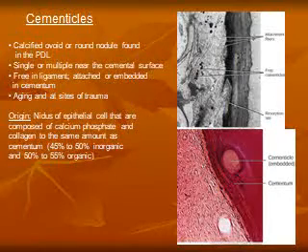Cementicles. Of course cementicles remind us of the denticle, you can memorize what denticle means. Denticle is the pulp stone, but cementicle is a cemental stone, we can call it. Cementicles are calcified ovoid and round nodules found in the periodontal ligament, single or multiple near the cemental surface, either free in the ligament, attached or embedded.